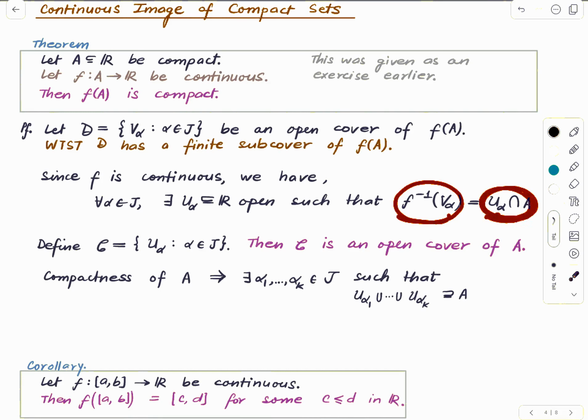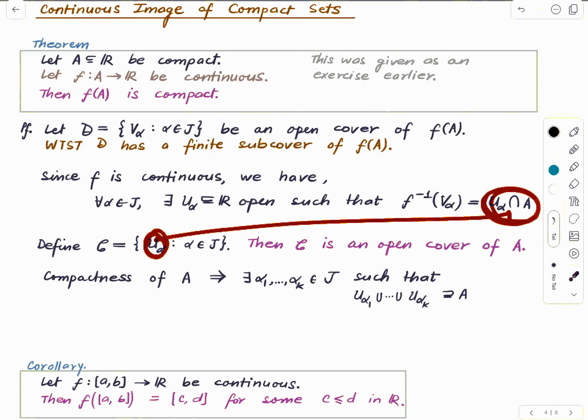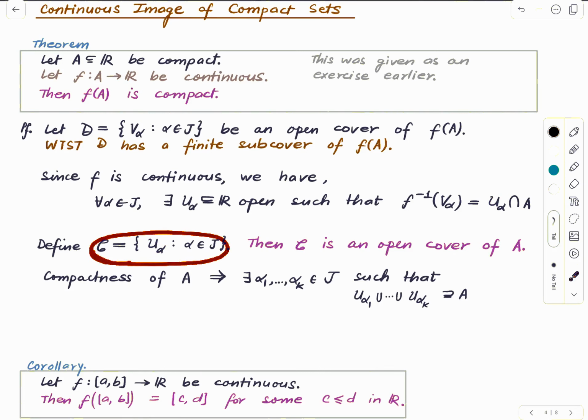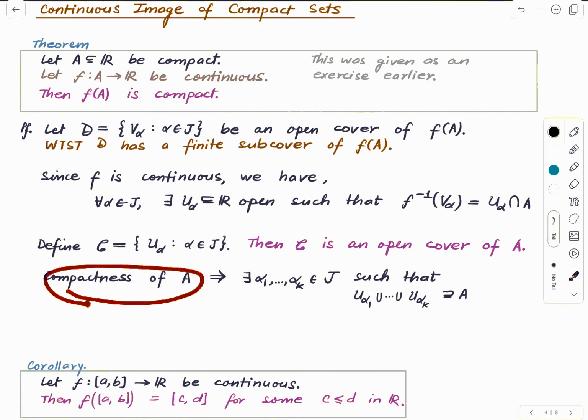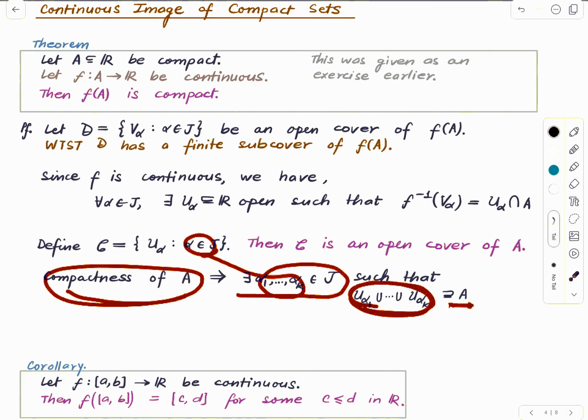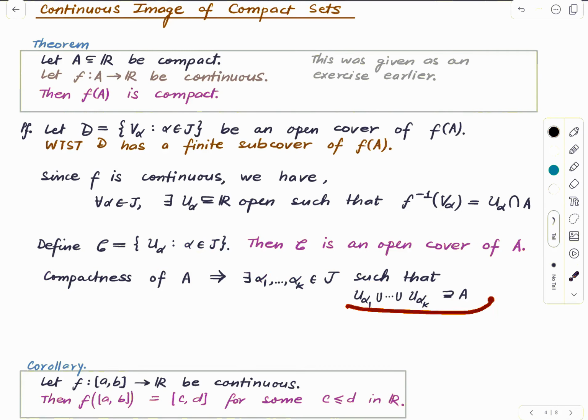And if these form a cover of A, clearly these will form a cover of A, because each of these guys is contained here. So also please make sure that you appreciate this point, that this is an open cover of A. And now by compactness of A, we can find finitely many indices in J such that the corresponding U alphas cover A. So we have this containment.